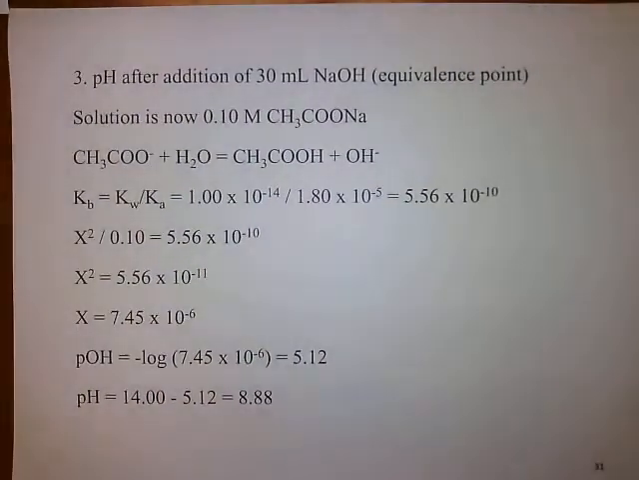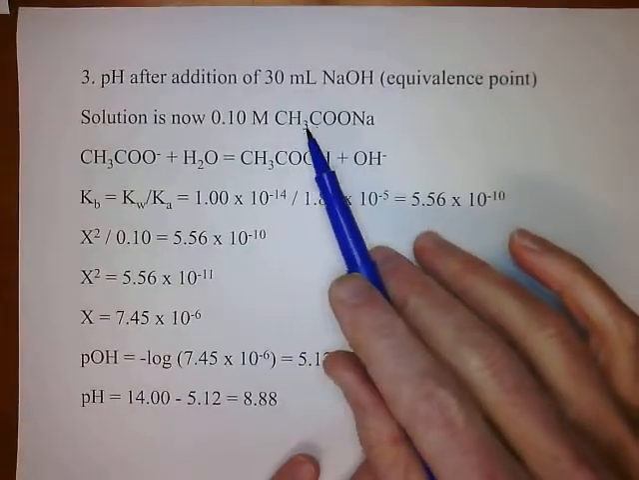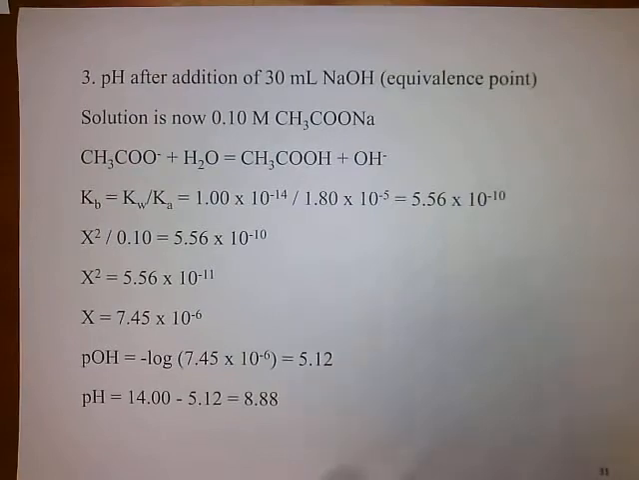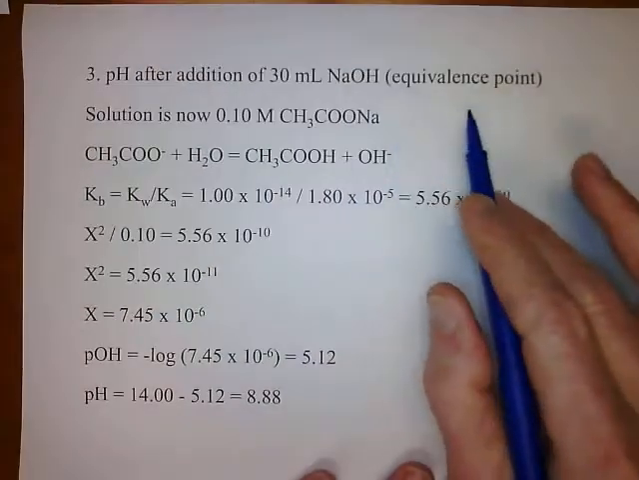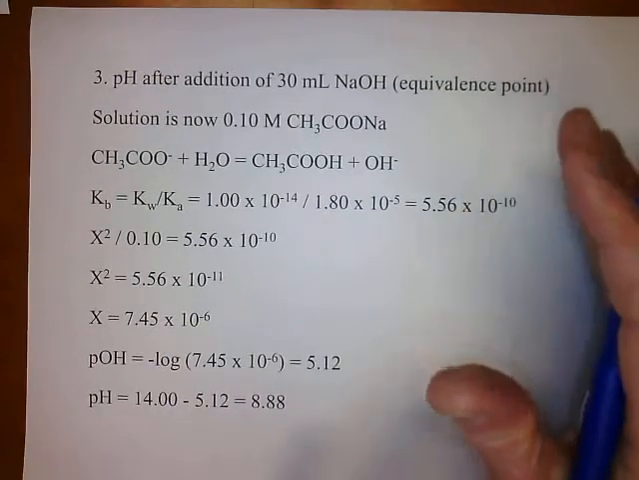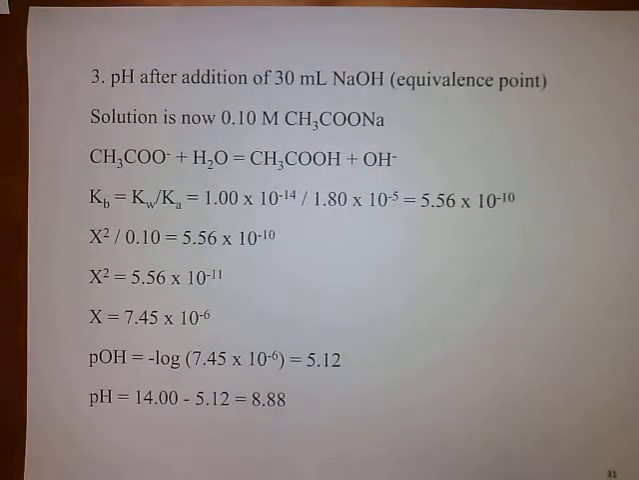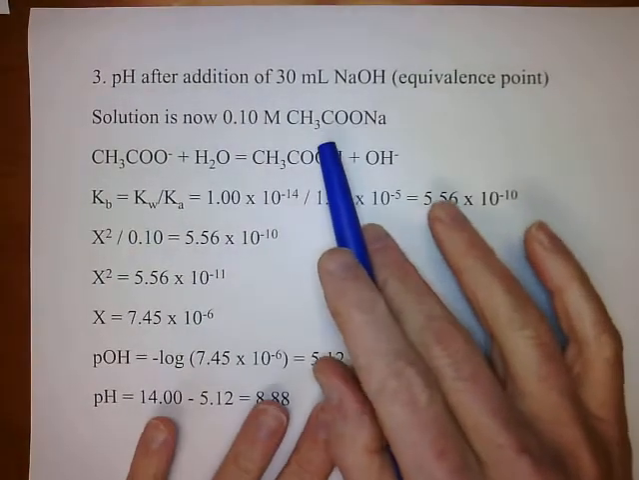Okay, so now let's calculate the pH after the addition of 30 mL of sodium hydroxide. Okay, so we're now at the equivalence point. We started, they were the same concentration, 0.2 molar. We started with 30 mL of acid, and so we've added 30 mL of base so that there is no more acid. So what do we have now?